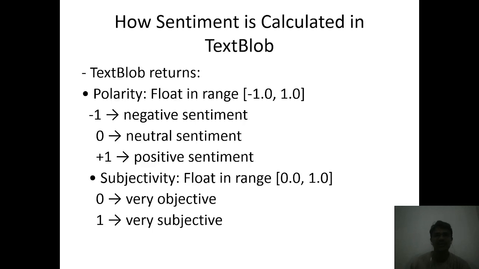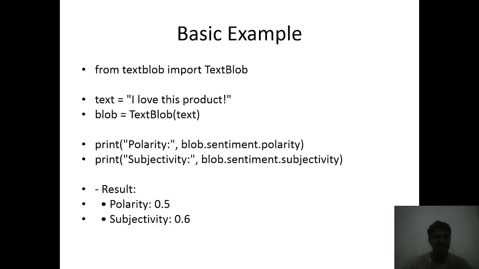How sentiment is calculated in TextBlob, we will see in this slide. TextBlob returns polarity in the range of -1 to 1. Here -1 represents negative sentiment, 0 represents neutral sentiment and +1 represents positive sentiment. Similarly, one more parameter is subjectivity. Its range is between 0 and 1. If it is 0, that means it is very objective, and if it is purely 1, that means it is very subjective.